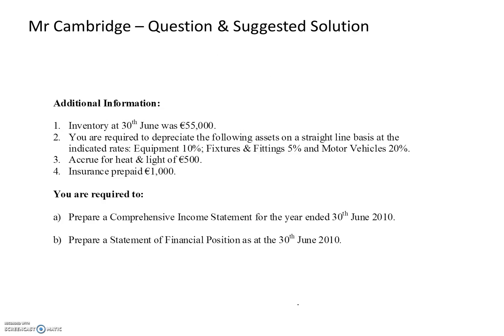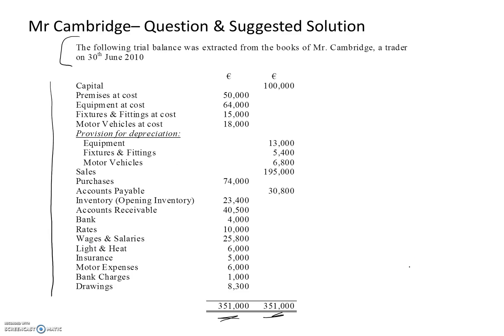Further on down the page, we have additional information. These pieces of additional information are the adjustments that we'll have to make. And then, what are we required to do? We are required to prepare an income statement for the year ended 30th of June, and we are required to prepare a statement of financial position as at the 30th of June. We will now go back to the trial balance.